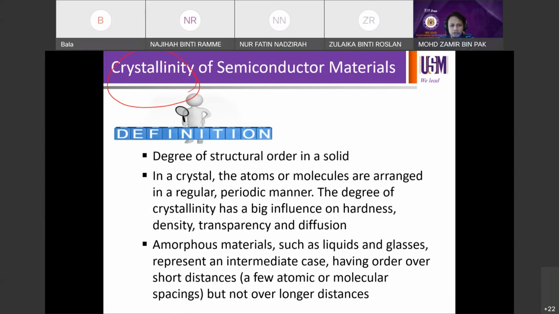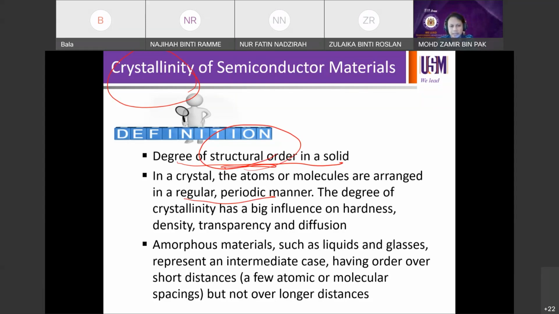Crystallinity is the degree of structural order in a solid. What does that mean? Structural order here means how well the atoms are arranged in the lattice, the arrangement of atoms in the lattice. That's called structural order in the solid. In a crystal, the atoms or molecules are arranged in a regular, periodic manner.